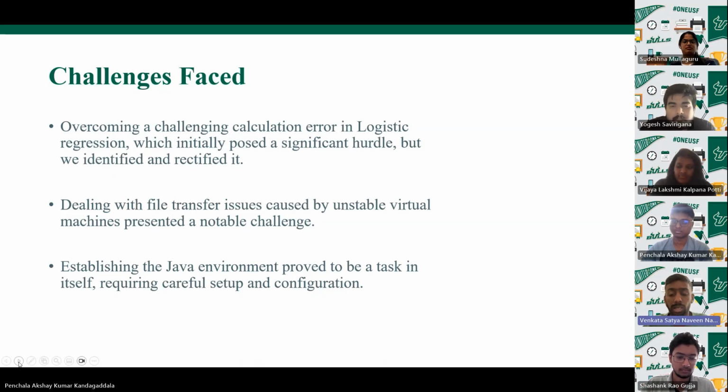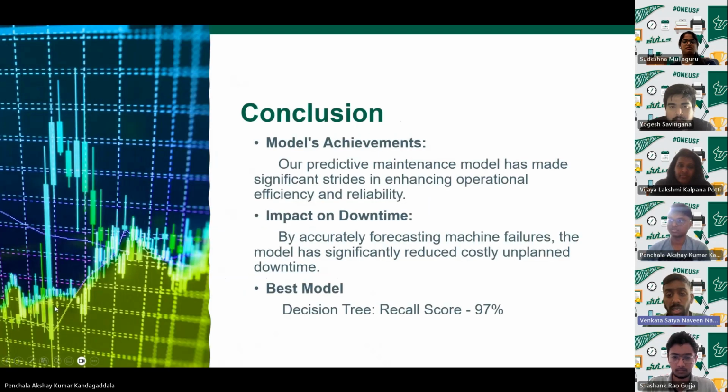Furthermore, setting up and configuring the Java environment proved to be a task in itself, demanding careful attention to detail. In conclusion, our predictive maintenance model, particularly the decision tree, has made remarkable strides in improving operational efficiency and reliability by minimizing unplanned downtime. The challenges we faced, including addressing calculation errors, stabilizing virtual machines, and configuring the Java environment, were formidable but were successfully navigated.